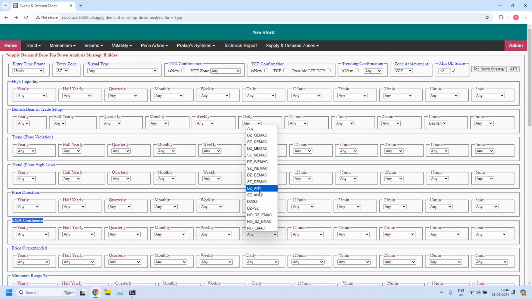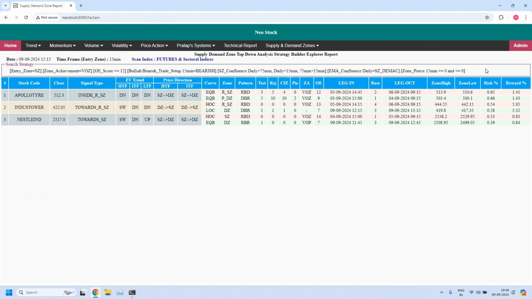Because 15 and 75 are part of the daily zones, I am looking for daily supply zone with daily EMA confluence. 3 stocks are filtered. In that, ignore the second and third because the trend is sideways. Sideways EMA confluence doesn't add any additional significance. But Apollo Tyres, the first one, is having a high probability setup.